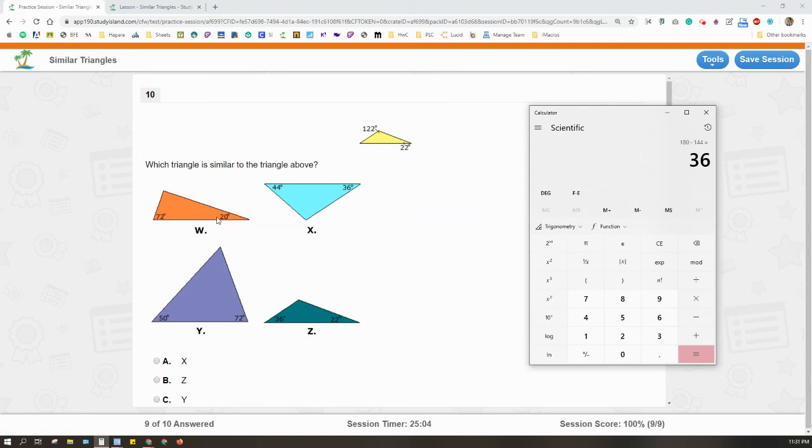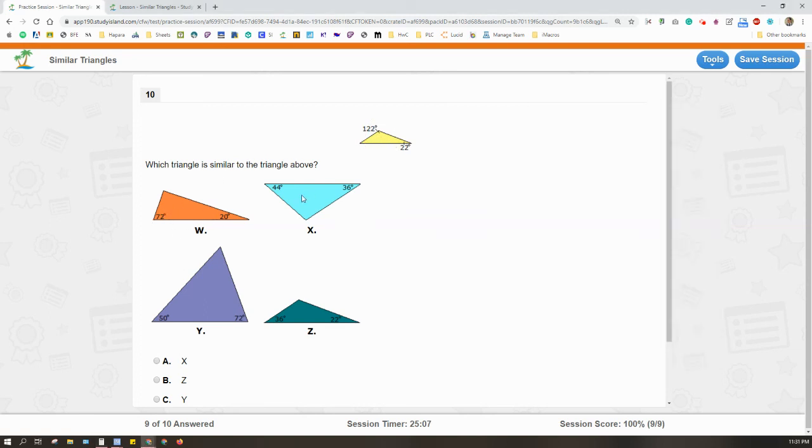72 and 20, neither one of those are in our yellow triangle. So that's wrong. 44 and 36, no. Neither one of those are in our yellow triangle. 50 and 72, no. Neither one of those are in our yellow triangle. Finally, 36 and 22, there it is. We've got our 22. And we got our 36 that we just found this other angle has to be. So it's triangle Z.